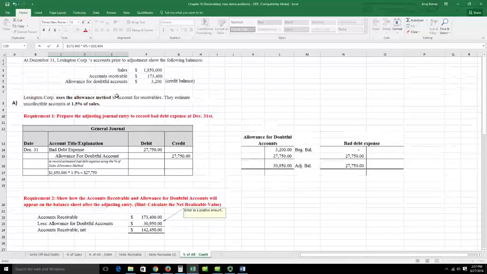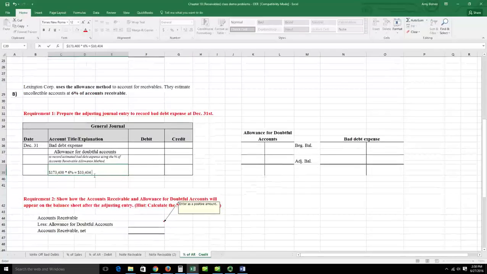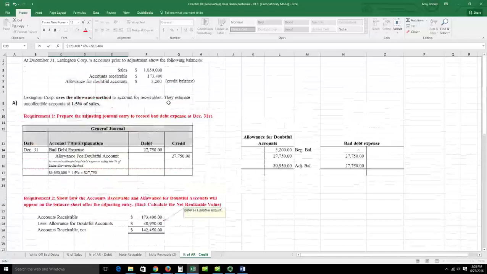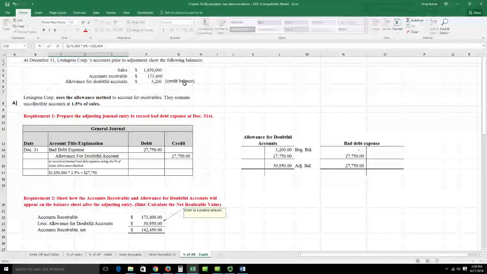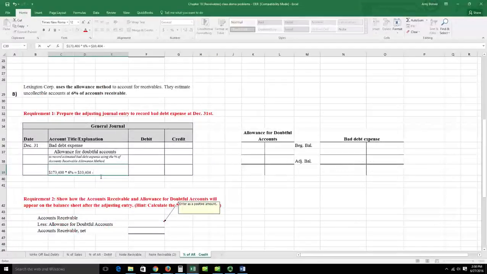So if we scroll back up, you can see that the unadjusted allowance for doubtful accounts balance is a $3,200 credit balance. So since it's a credit balance, I have to subtract it from the number that I just came up with, this $10,404. If this had been a debit balance, I would be adding it to the $10,404. But it says it's a credit balance, so credit balance gets subtracted to come up with the journal entry amount.